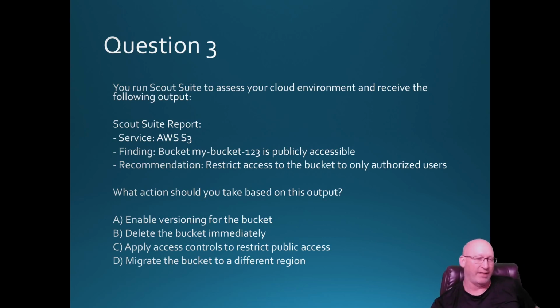Now, I think I told you, I would not expect to see this recommendation on CySA. I'm going to be honest with you. I don't expect to see that, right? So if we saw something like this, finding my bucket is publicly accessible, I would expect to see that. So how would I answer this question without the recommendation? I would go through the same process and I go, okay, my bucket 123 is publicly accessible. That's what it's telling us. That's the finding. And so enable versioning of the bucket. Is that going to fix the finding? No. Is deleting the bucket immediately?